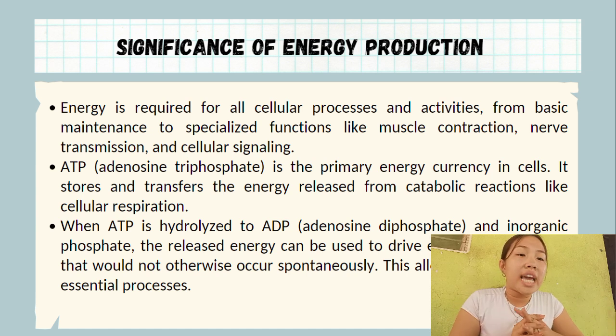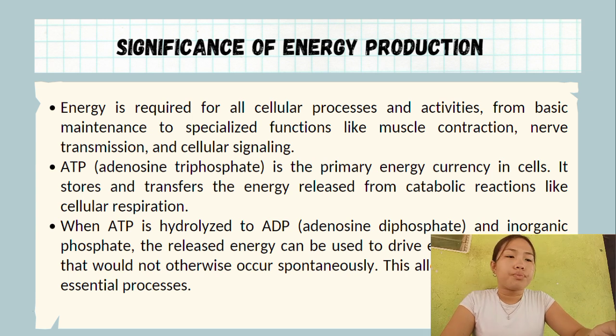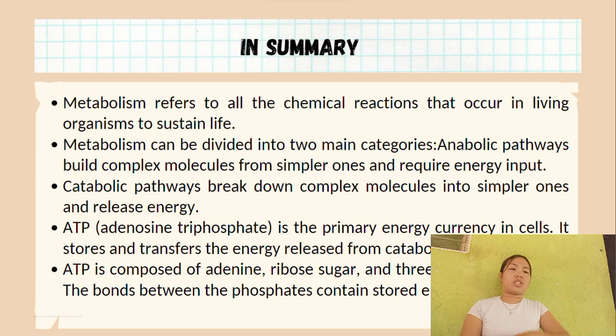Now, when ATP is hydrolyzed to ADP, or adenosine diphosphate, and an inorganic phosphate, the released energy can be used to drive endergonic reactions that would not otherwise occur spontaneously. So this allows cells to perform essential processes. Now, let's summarize all our discussion.